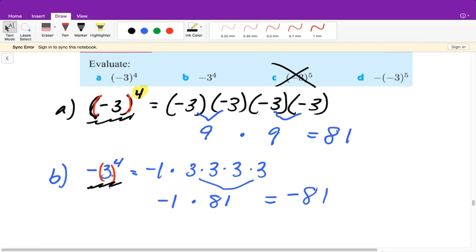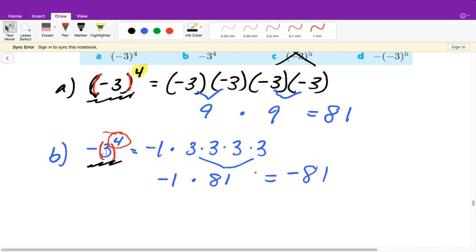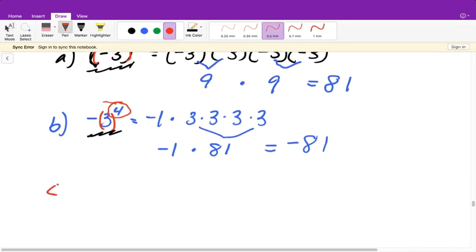So even though this is an even power, this negative sign is not part of our base, so it's just going to be the negative of 3 to the fourth power. All right, and then the last one that we have, C, it said negative of negative 3 to the fifth power. Right, so then this is going to be equal to, let me just pause this for a second.